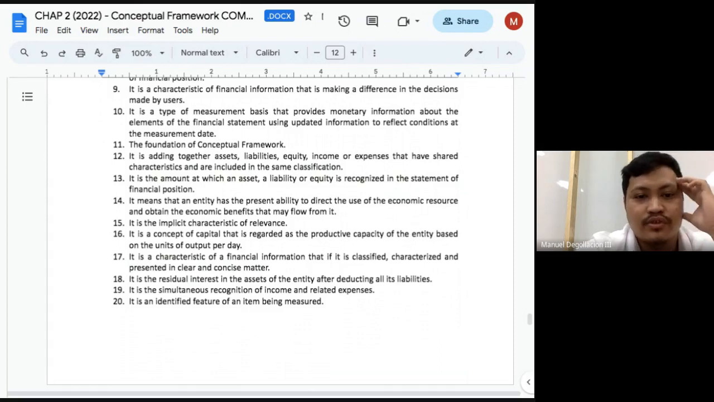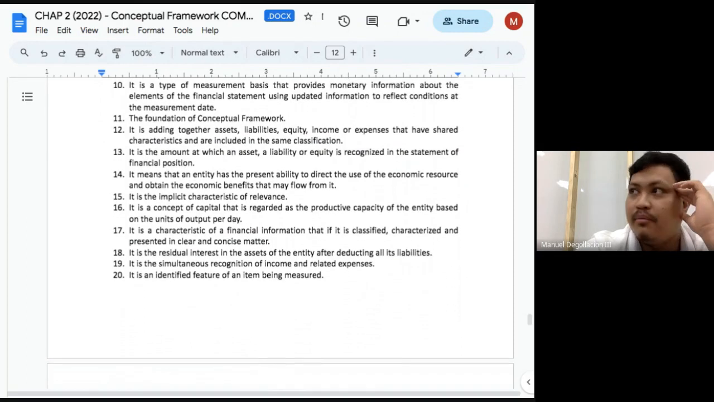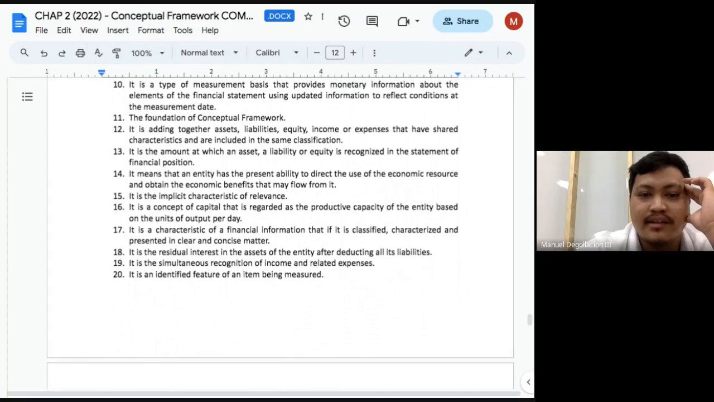Number 14 is control. Number 15, it is the implicit characteristic of relevance. The answer here is your materiality. To be considered relevant, one must be considered material. Number 16, it is a concept of capital that is regarded as the productive capacity of the entity based on the units of output per day. This is your physical concept of capital.